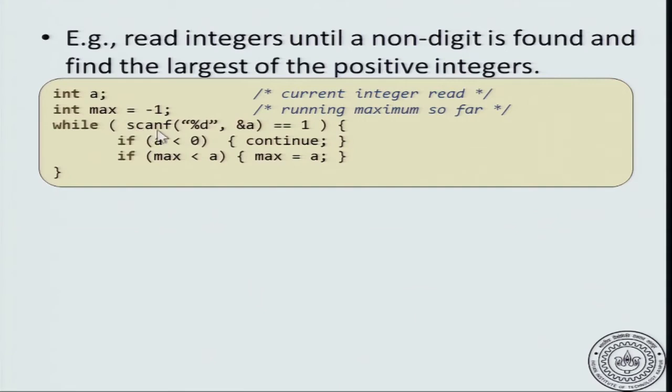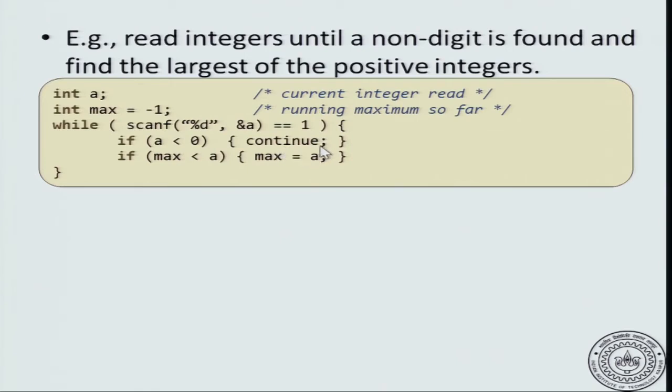While the currently read input is a number, that is why the %d succeeded and one entry was correctly read. So if a number was read, check whether the number is negative. If the number is negative, continue. Continue means go to the next iteration of the loop. Do not do what is remaining in the loop.